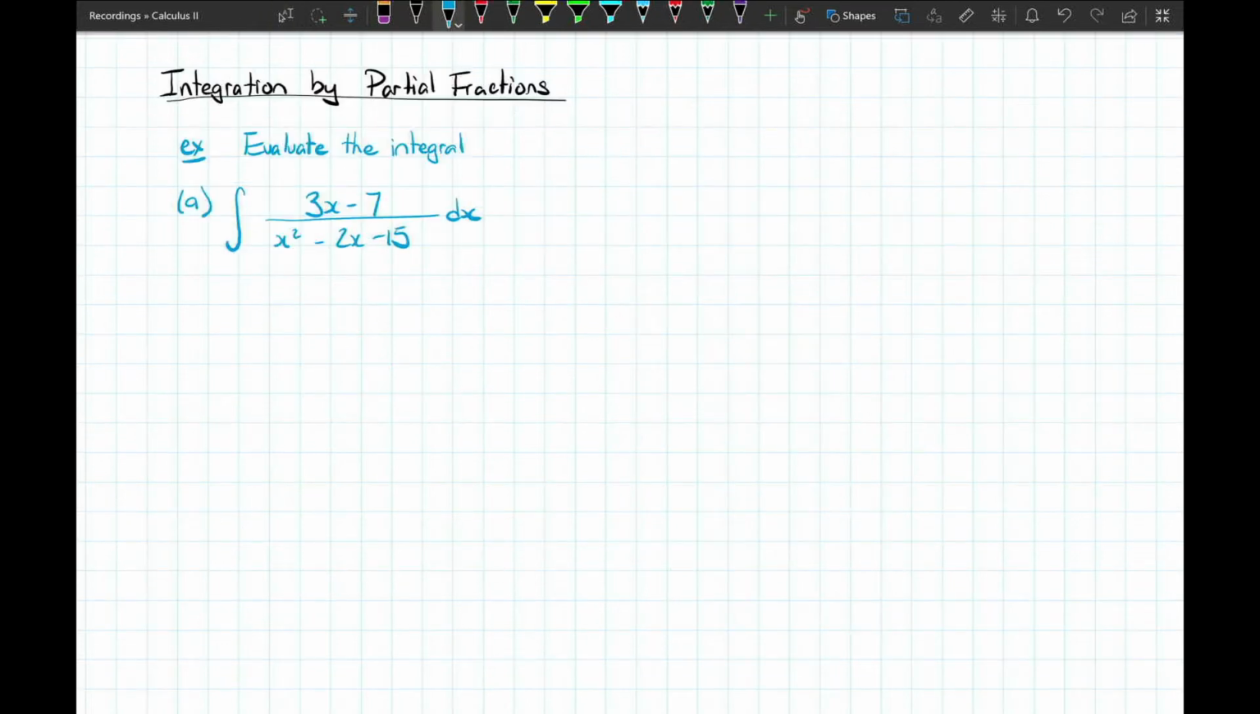Well, let's take a look at this example. We've got the indefinite integral of 3x minus 7 over x squared minus 2x minus 15. I could split this up into 3x over that denominator and minus 7 over that denominator. Unfortunately, the derivative of the denominator isn't going to exactly just be a factor of the numerator. So using that substitution method isn't going to work here. So we'll start to think about how we can break this down into easier rational expressions using the method of partial fractions.